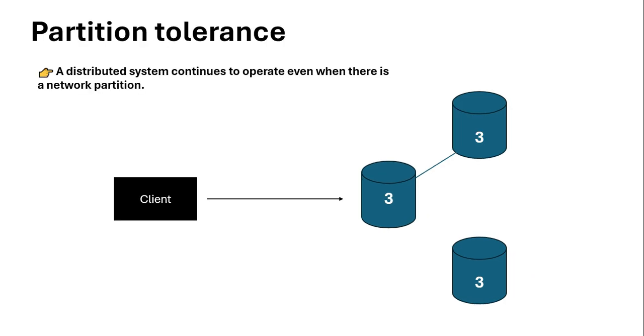Next is partition tolerance. A distributed system continues to operate even if there is a network partition. Even if a network partition happens and this node is not able to communicate with any other node, in that scenario also the system should be able to work. That is where the CAP theorem comes into the picture. When such a situation arises, what decision do we need to make? That is what we are going to discuss next.